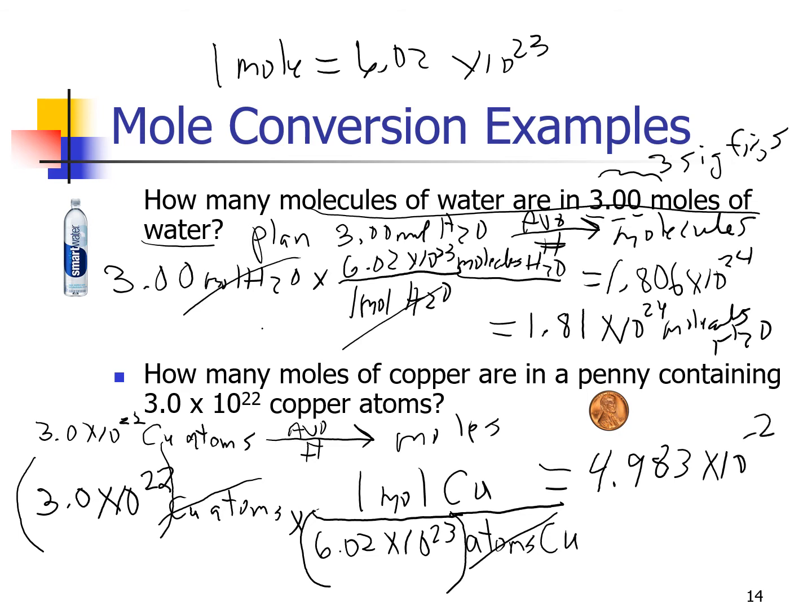And again, looking at sig figs, I have 3.0 given in my problem. So my final answer can only have 2 sig figs to match the piece of information I was given. So my final answer here would be 4.9 times 10 to the negative 2 moles of copper. Again, you also always want to include your units.